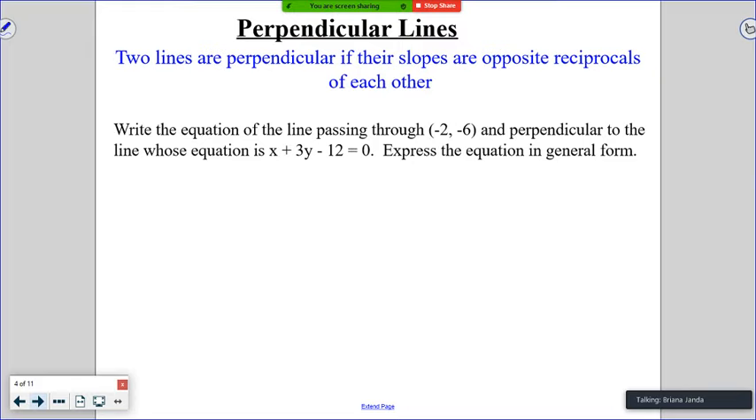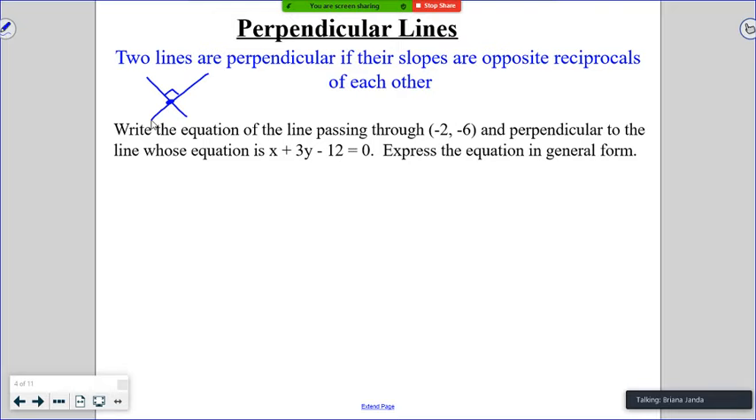Perpendicular lines is then the other topic typically associated with parallel lines because it's when lines have a relationship to each other. And it says 2 lines are perpendicular if their slopes are opposite reciprocals of each other. Just in general, what does this mean? It means that 2 lines meet or intersect specifically to form a right angle. So anytime that 2 lines are going to intersect to form a right angle, they are considered perpendicular.